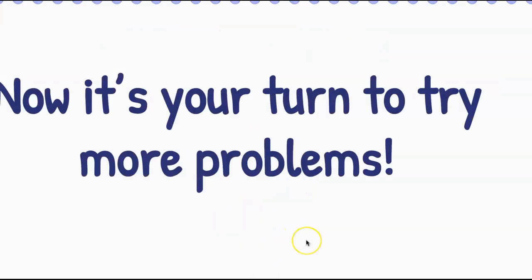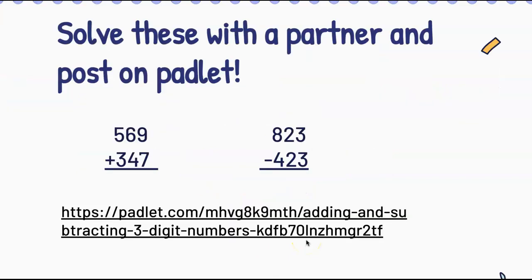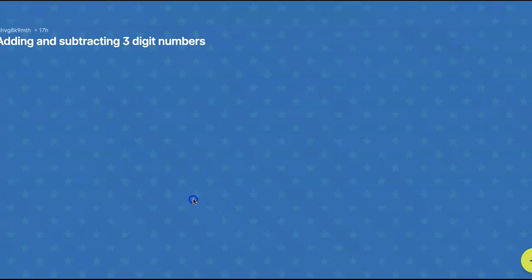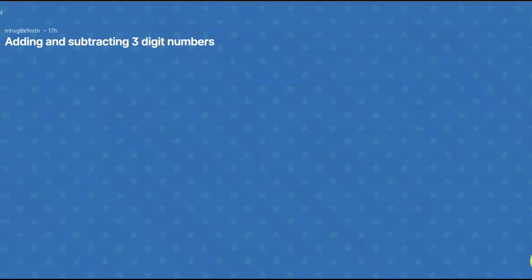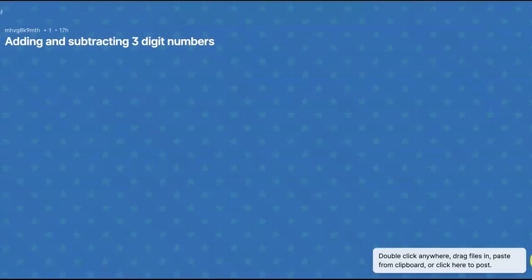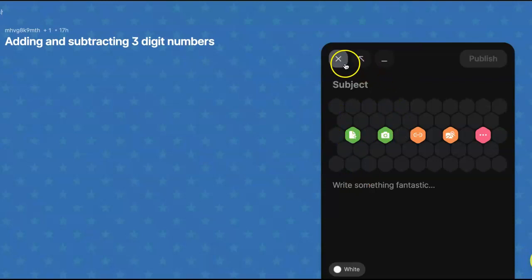Now it's your turn to try some more of these problems. So with a partner, you're going to do this one addition problem and one subtraction problem, and you're going to post it on Padlet. So you're going to post it right here on this Padlet. You're going to click the plus sign over here. You can add a sticky note, and you're going to write the answers and your name.